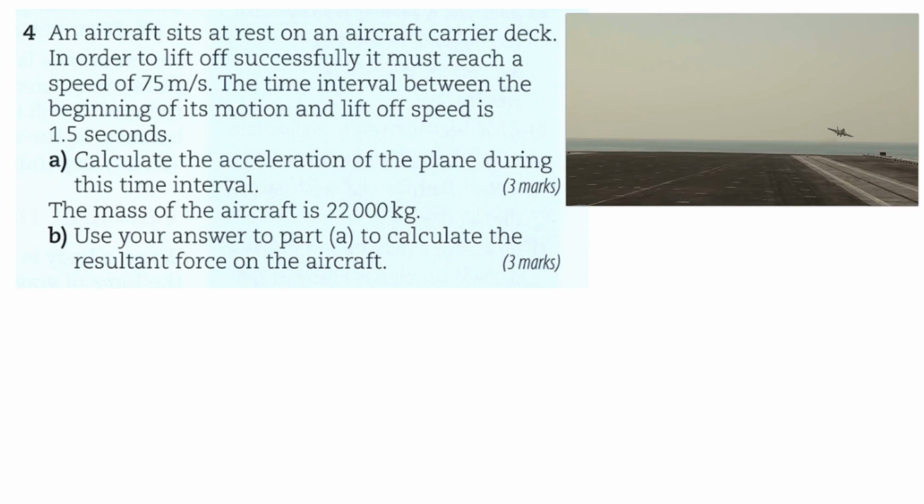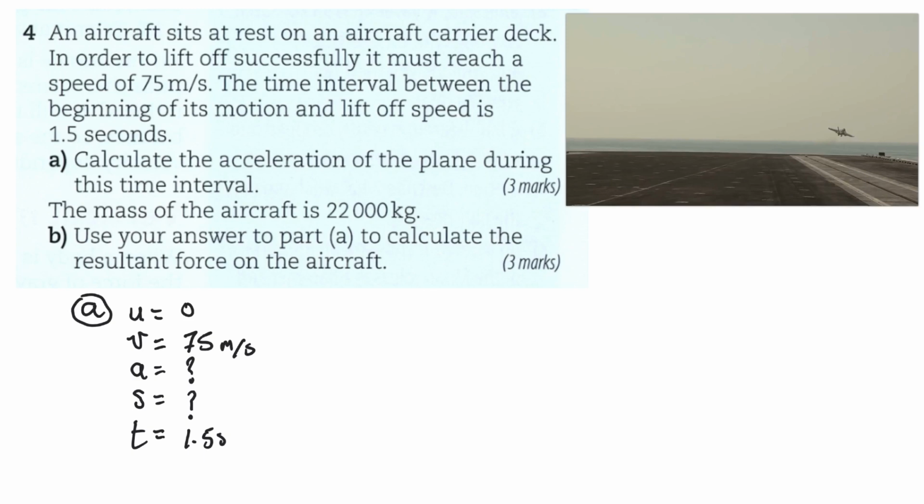Part A. Calculate the acceleration of the plane during this time interval. So we need to make out a UVAST list for this behaviour. So U, the initial velocity is 0. V, it says it has to reach 75 meters per second. It takes 1.5 seconds to do that. We don't know how long the runway is, so we don't know S. We're trying to find A, so it's obviously an unknown. So we know U and V and T.